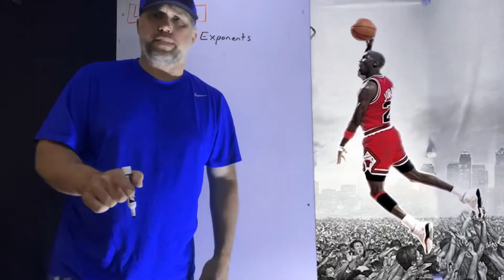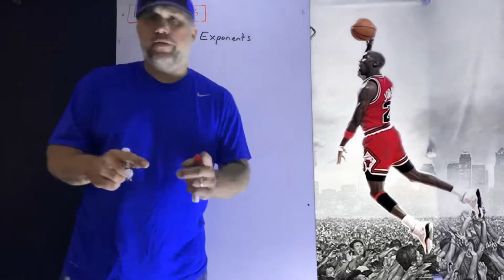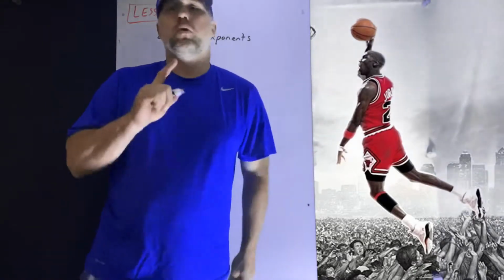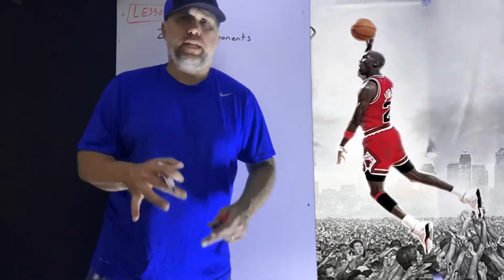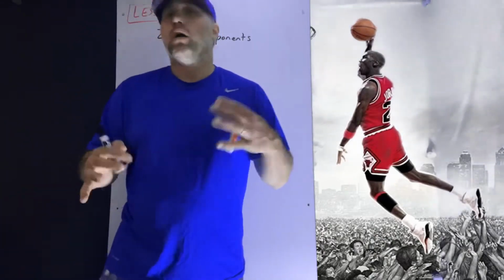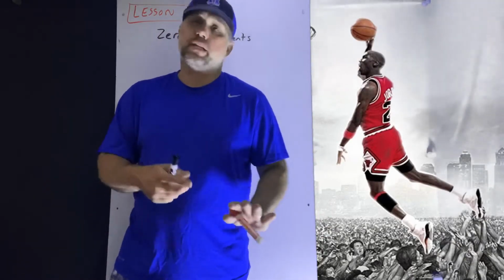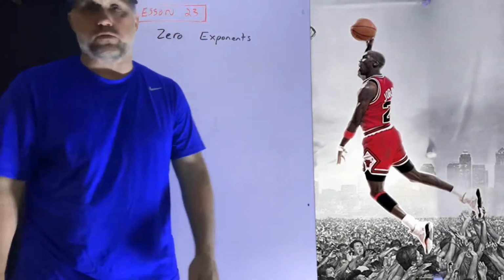Lesson 23. Who else would I rather have in the background for lesson 23 than number 23, Michael Jordan? One of the greatest of all time. I know some of you are probably thinking, well, Mr. Briscoe, LeBron's better. Come on. Fine, have your opinion. I'm just telling you, the guy could play. All right, Michael Jordan, legend.